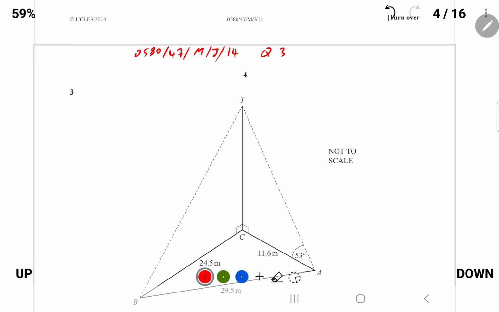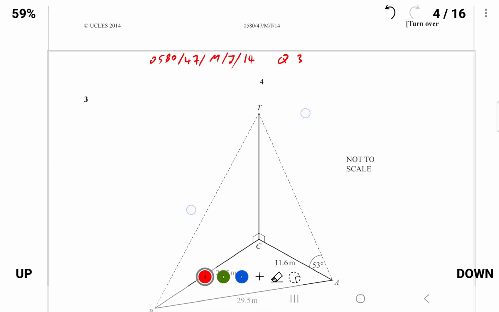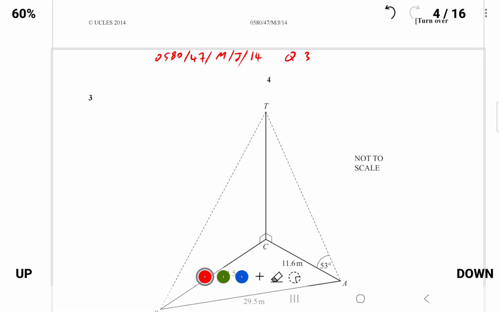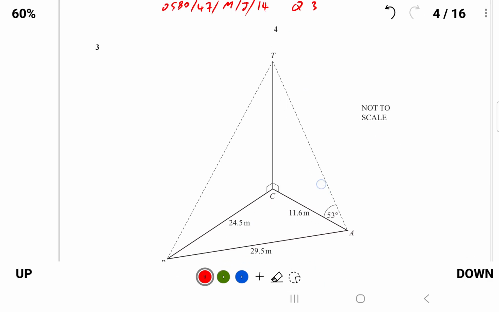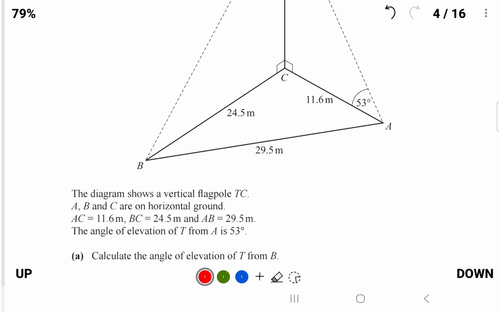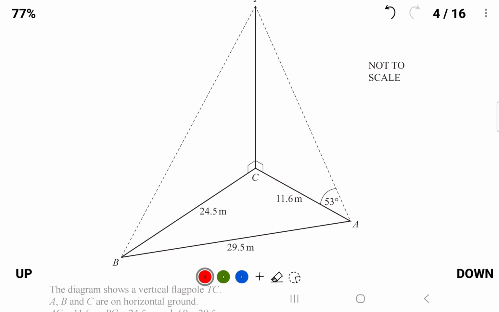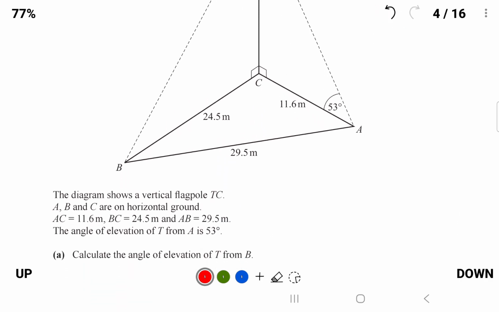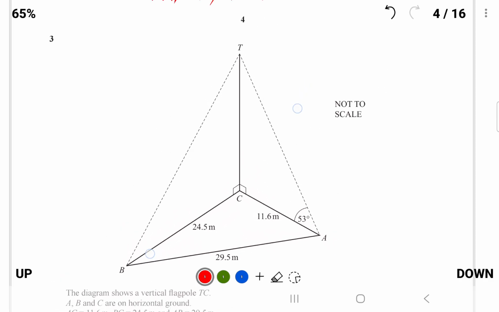In this video I'm going to solve a question from Mathematics 0580 version 47, May June 2014. So let's directly start solving the question. Here in this diagram, as you can see, everything is very clear. Calculate the angle of elevation of T from B. Calculate the angle of elevation of T from B means you have to find this angle here.